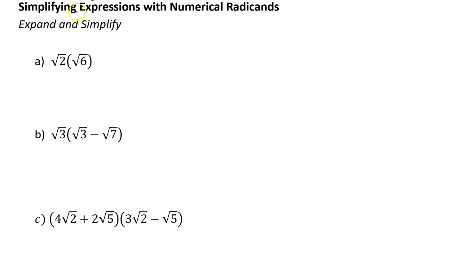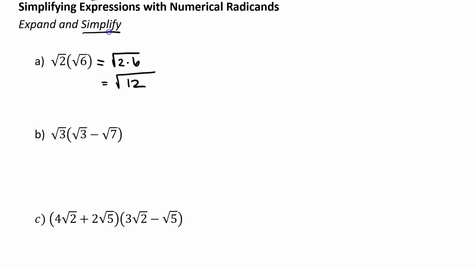So, simplifying expressions with numerical radicands. That means that numbers are underneath the radical. With this one right here, we have the square root of 2 times the square root of 6. So we get the square root of 2 times 6, which is the square root of 12.